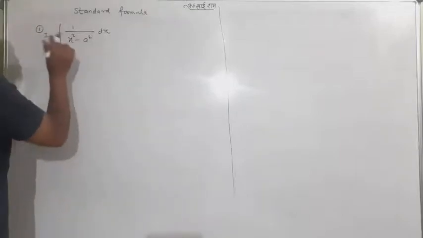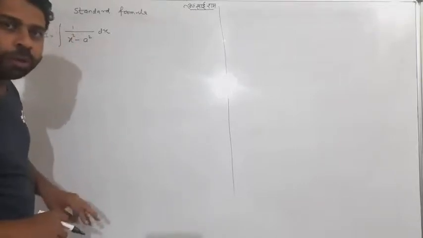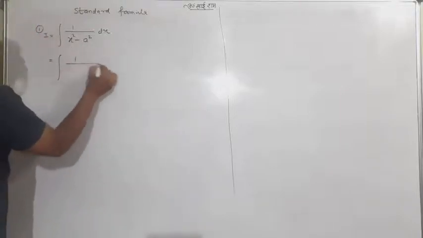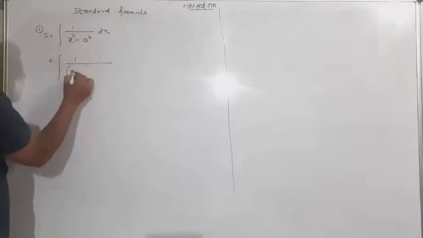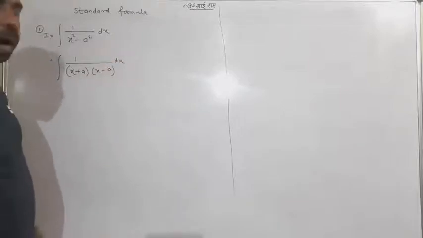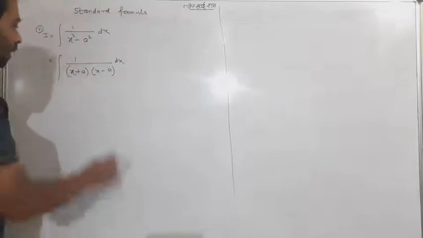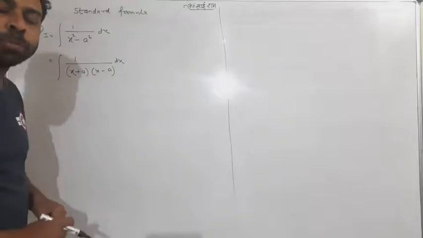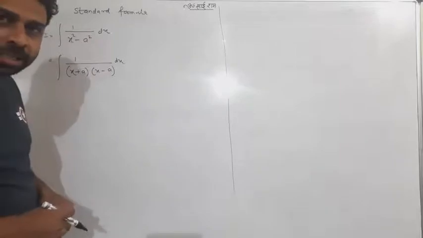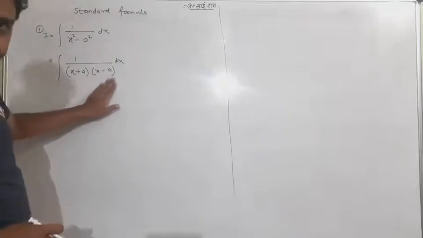Look at the thing. What will we do? It is not under a root sign, so we will not do substitution. We will do something special. We write x square minus a square as x plus a and x minus a, and then we will separate the denominator into two parts. This separation is called partial fractions, but I am not telling you the proper method of partial fractions. It will come in upcoming exercises, but I am telling you how we can separate the denominator.